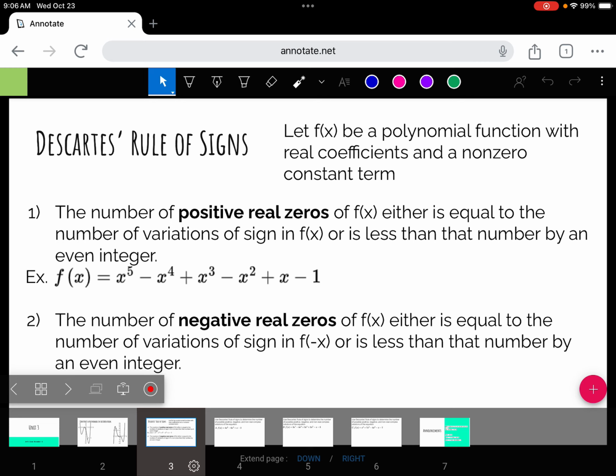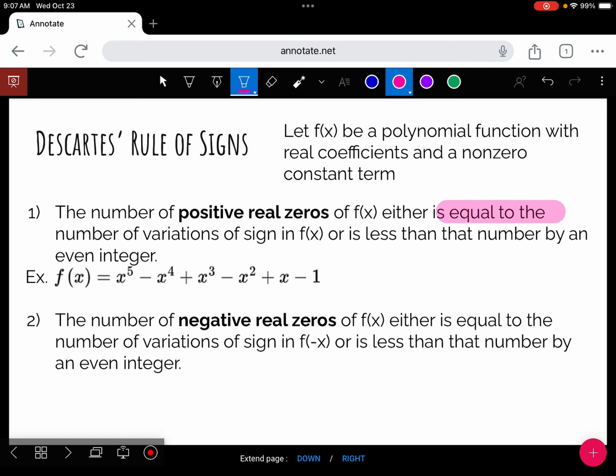This is a way to figure out how many positive real roots and how many negative real roots there are in any polynomial, based on what we can see in the equation. The number of positive real zeros, meaning positive roots like 2, 3, 7, positive 1/2, is equal to the number of variations of signs. So we count how many times the sign changes in our equation, the sign meaning the plus or the minus.